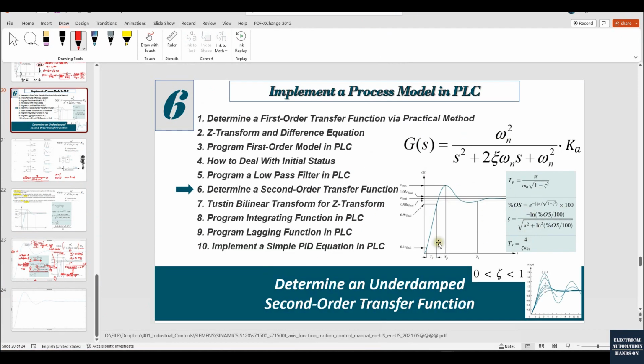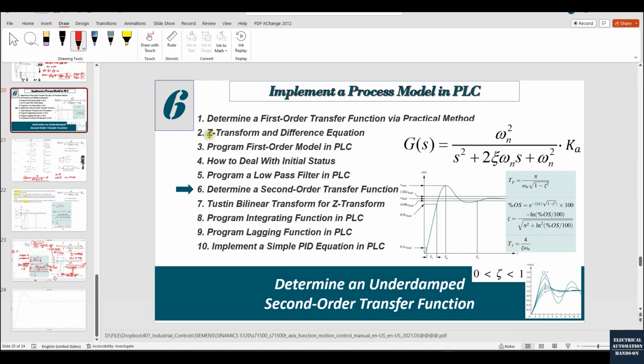All right, this is the method: how we can determine an underdamped second order transfer function. Once we identify this transfer function, then in the next video I will show how we can do the Z transform. But I will show another method.